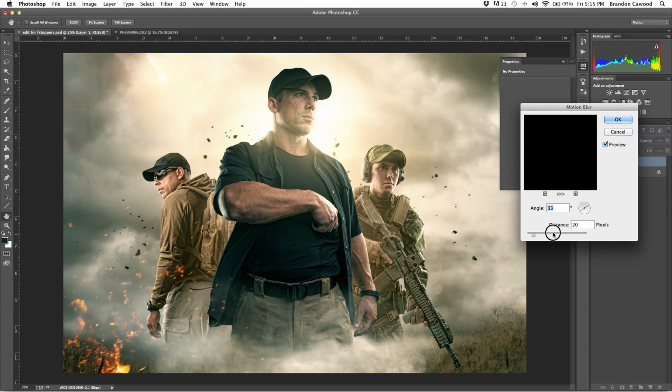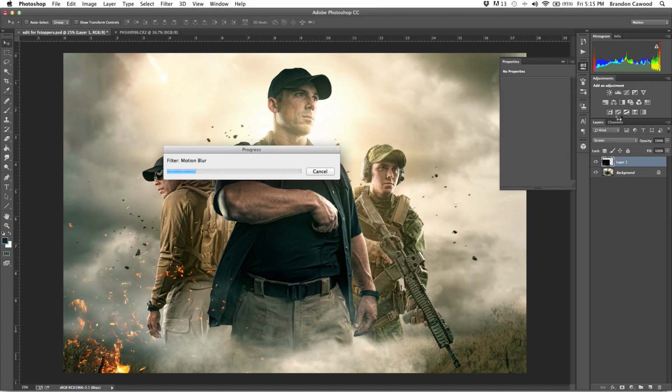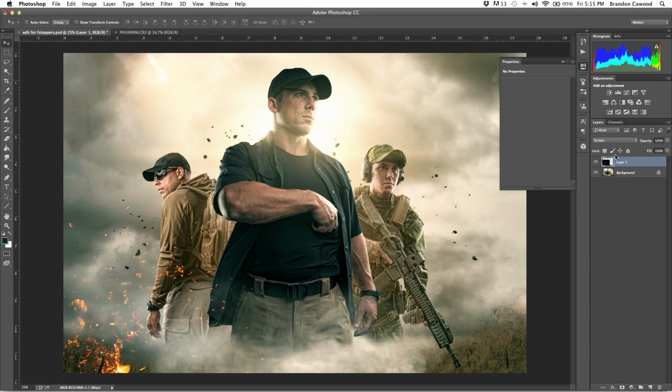And of course, this, along with anything, is all subjective, how you see the image, what you think is good, what's enough, what's not enough. I don't like a ton of motion blur. Let's maybe go with a 10. There we go. See the difference there? All right, so there we have our motion blur.